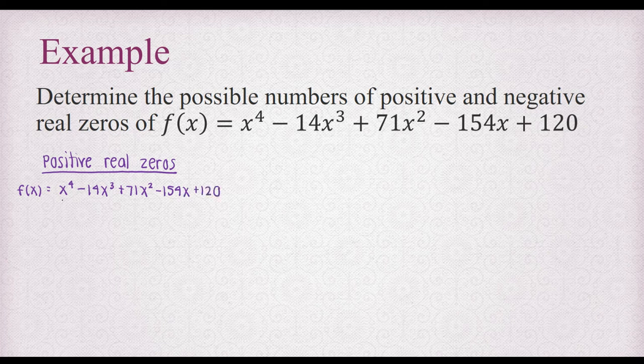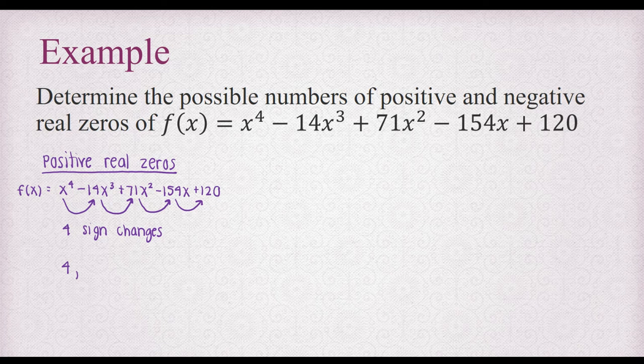So notice that the first term is a positive number, and then it goes to a negative number. That's a sign change. Then that second term is negative. It goes to a positive number. That's another sign change. Then it goes from positive to negative, and then it goes from negative to positive. So that tells me that there are 4 sign changes. And so when there are 4 sign changes, that means I could potentially have 4 positive real zeros. But I could also have a smaller amount, but it has to be an even value.